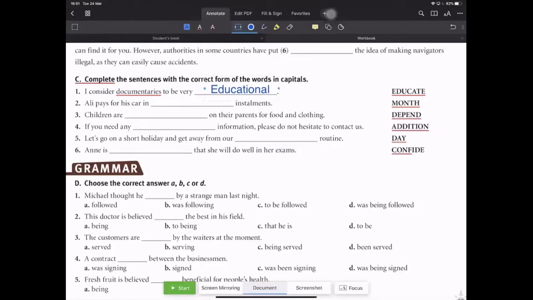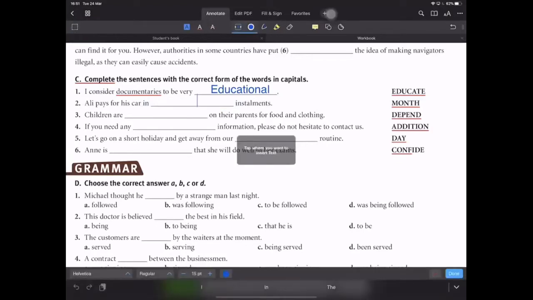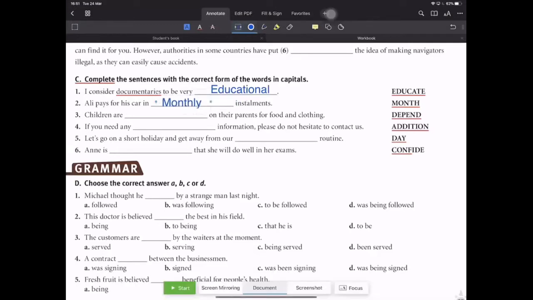Okay, number two. Ali pays for his car in installments. Okay. What do we add to the word month in order to make it an adjective and put it in the blank? We would say monthly, okay? Maybe this is enough. Let's do number six.